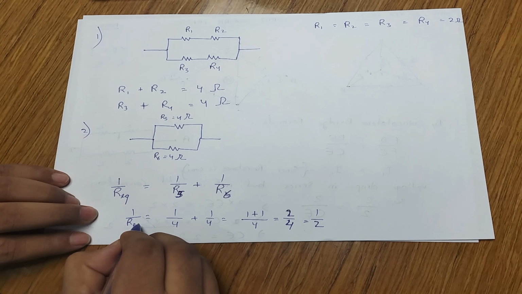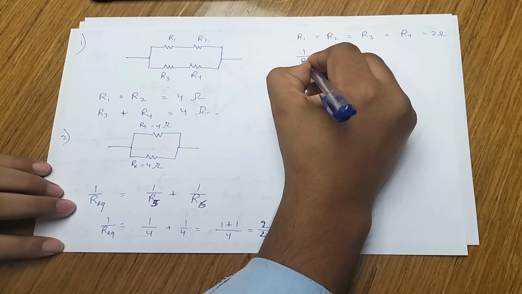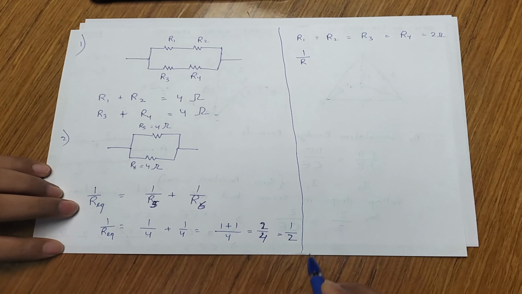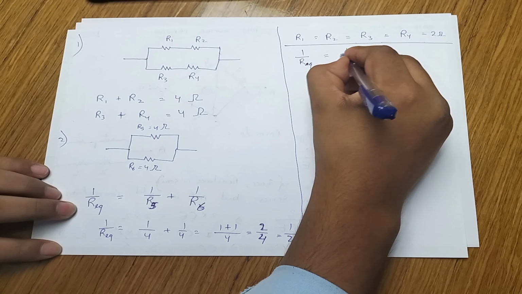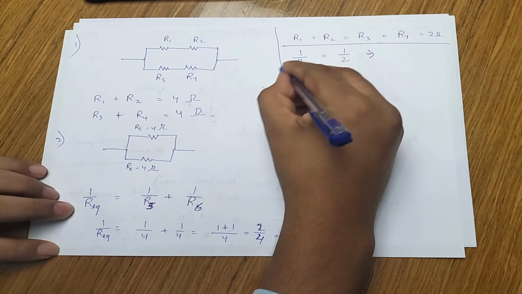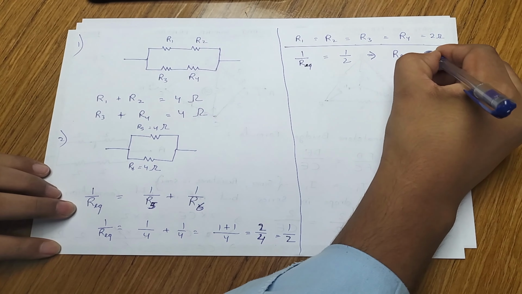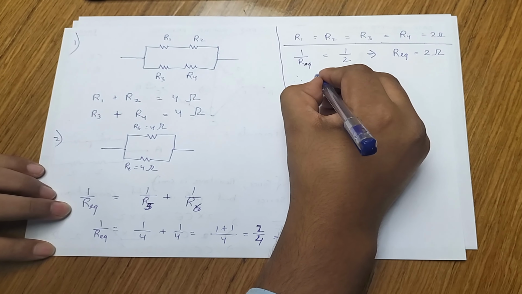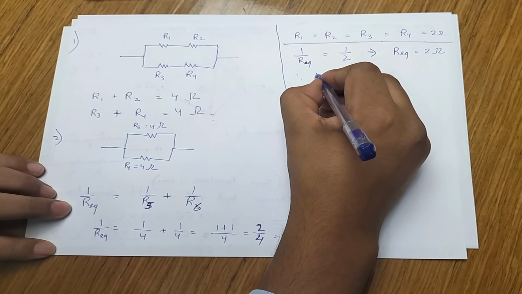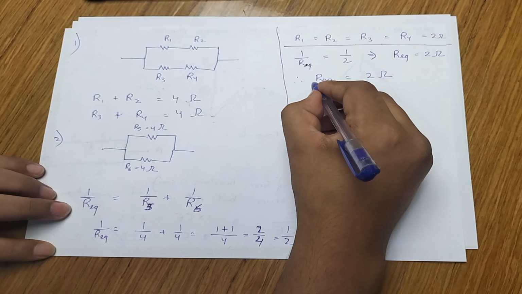1 by R equivalent. Now if I simply take the reciprocal, 1 by R equivalent, I got the value 1 by 2. So if I am reciprocating the value, or cross multiplying, then I am getting R equivalent equal to 2 ohm. Therefore we can say the equivalent resistance, or the resistance between A and B, is 2 ohm. The first question we have got the answer.